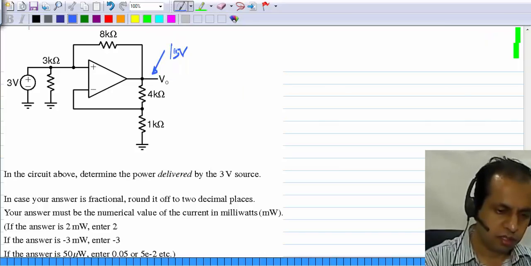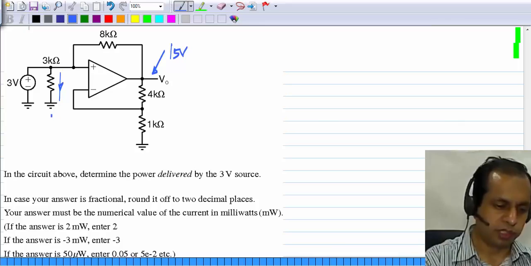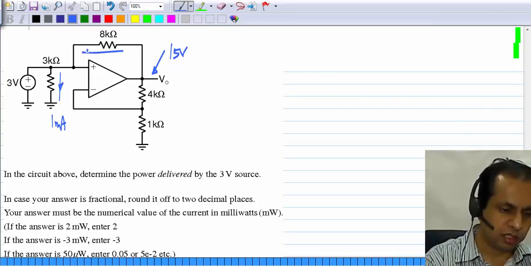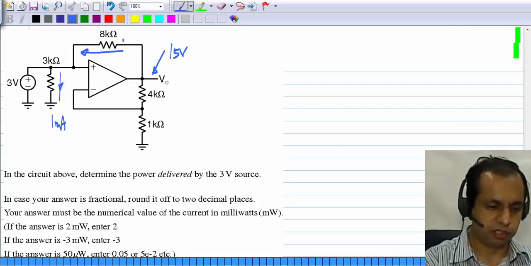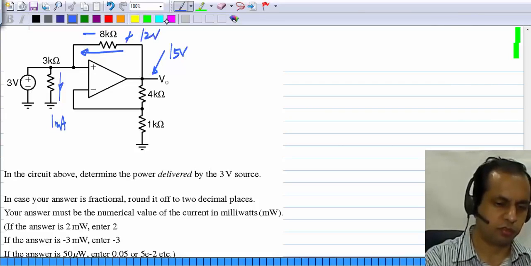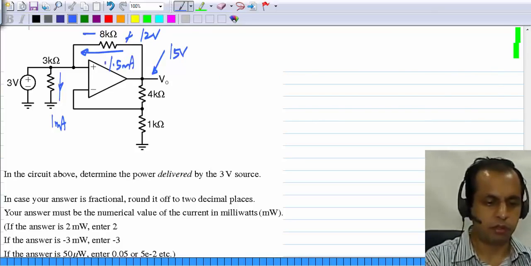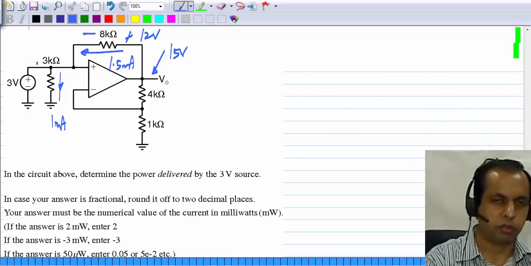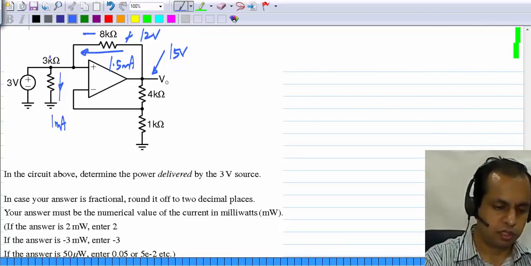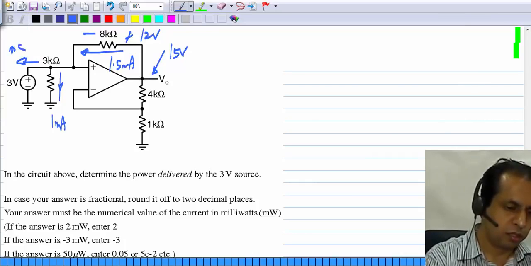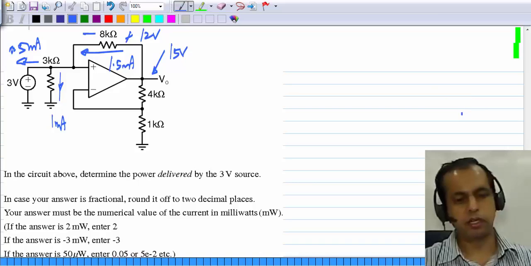Then the current flowing from 3 volts is 3 volts divided by 3 kilo ohm, which is 1 milliamp, and then there is a current this way, that is 15 minus 3, so the voltage here is 12 volts divided by 8 kilo ohms, so that is 1.5 milliamps in that direction, and nothing goes into the op amp. So the current through the 3 volt source is actually 0.5 milliamp in that direction.